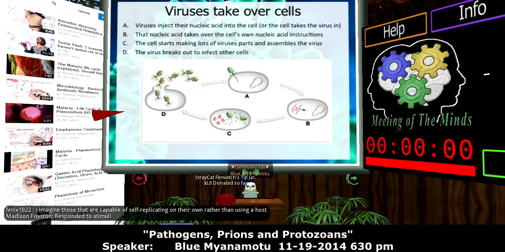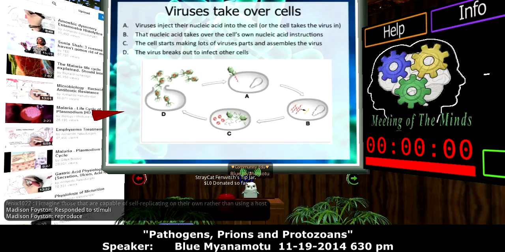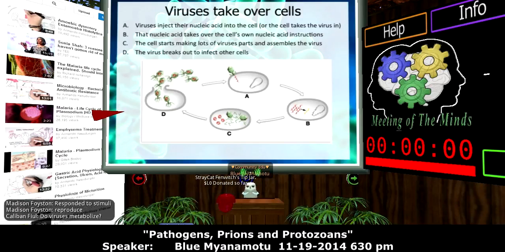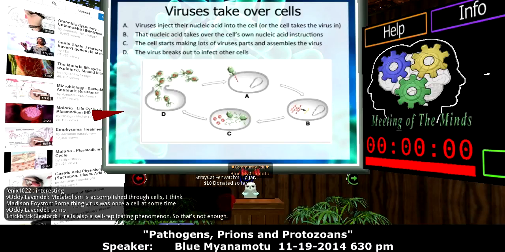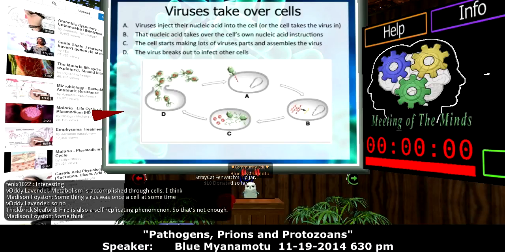Rune is saying here, I imagine those that are capable of self-replicating on their own rather than using a host could be. It could be, but then again, most recently, in fact, there's scientific evidence that nucleic acids, DNA itself, can be replicating, which is really fascinating stuff. Do viruses metabolize? No, they do not. They actually, Caliban, need to have a host in order to replicate. They have to have a living cell in order to replicate. Otherwise, they're just nothing. They're just this protein with DNA.